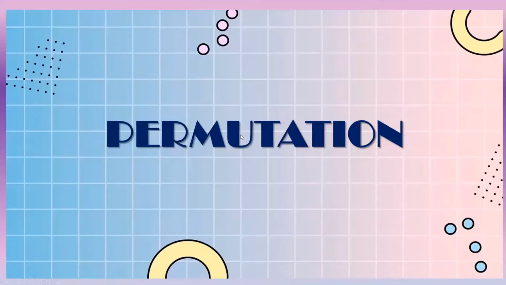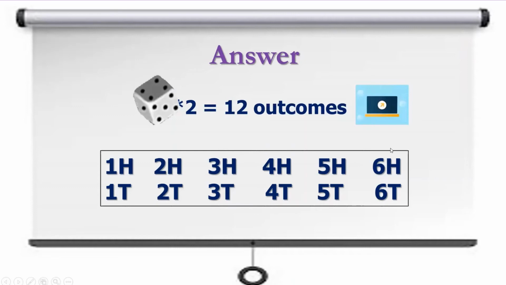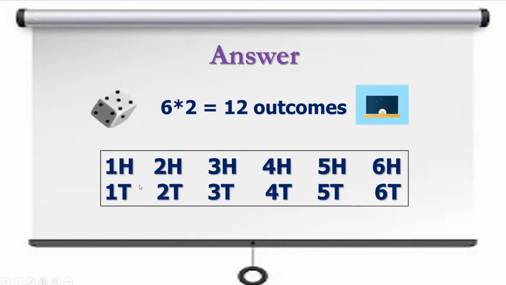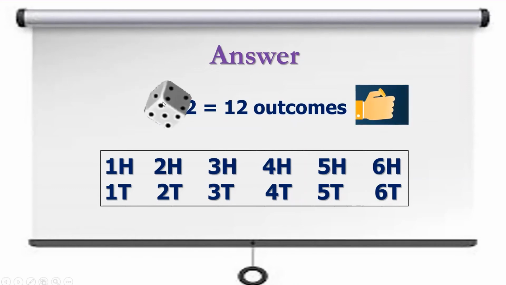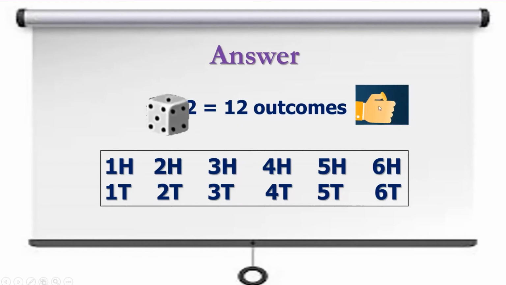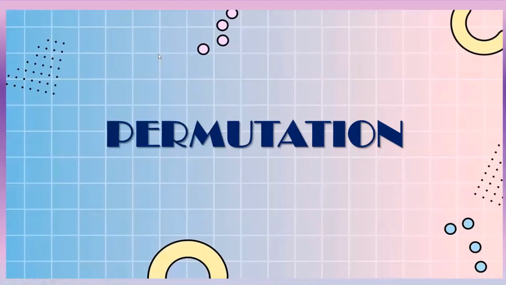Now, in shortcut, if you are not required to list all the pairs or all the outcomes, simply do this: 6, because there are 6 faces in a die or 6 numbers, times 2 kasi there are 2 sides in a coin. So 12 outcomes. Next. Now, let's have the permutation.